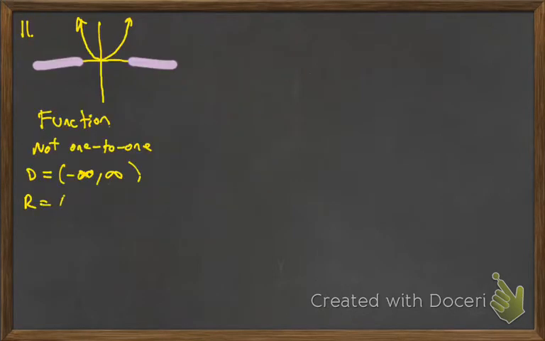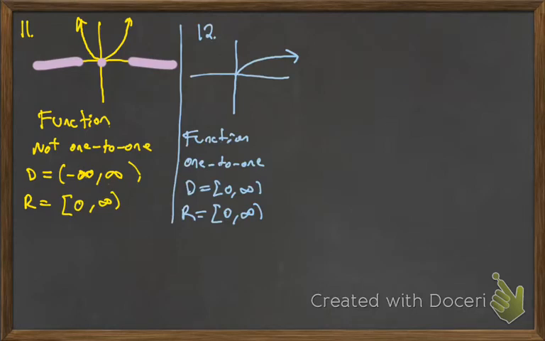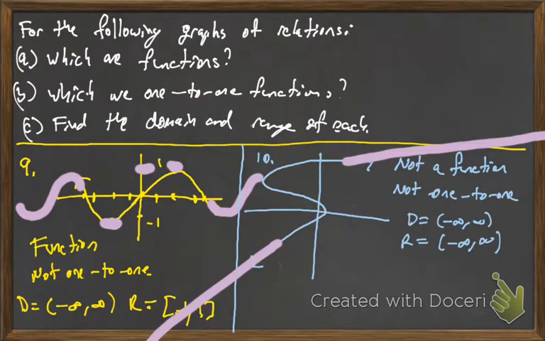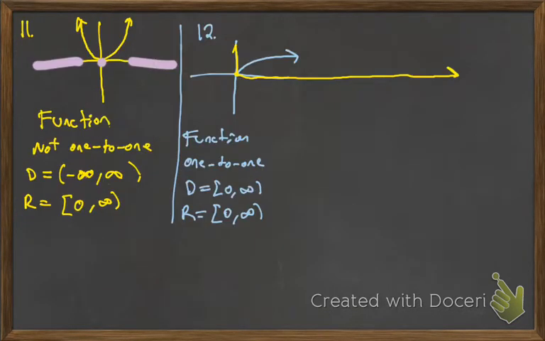Let's see if we can go back here. There we go. So it starts at 0 for the domain and goes off forever. So 0 to infinity. Likewise for the range, 0 to infinity. Okay, there we go. So off to infinity from 0 to infinity for that range.